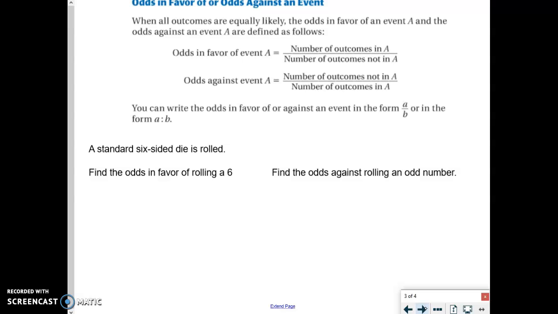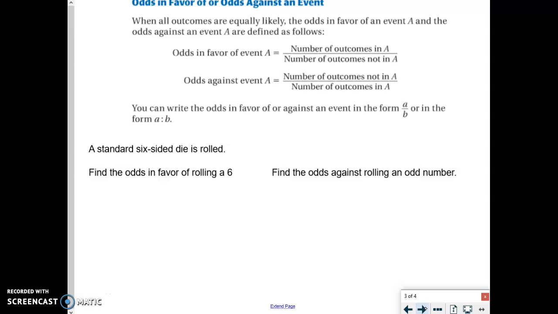So now we're going to take a look at something that's generally closely related to probability, and that's odds. Odds in favor of and odds against. So when we take a look at odds, odds is not the comparison of successes to total outcomes, it's the comparison of successes to failures. The way that it's said here is it's the number of outcomes in A versus the number of outcomes not in A.